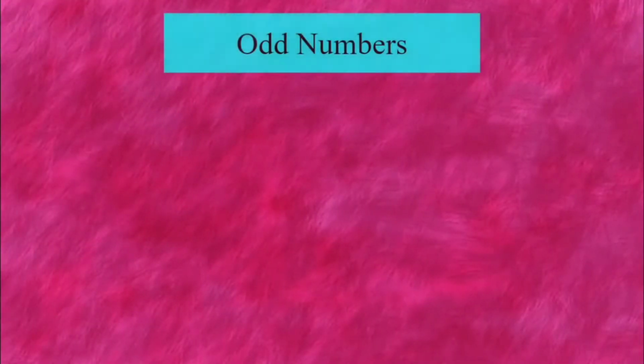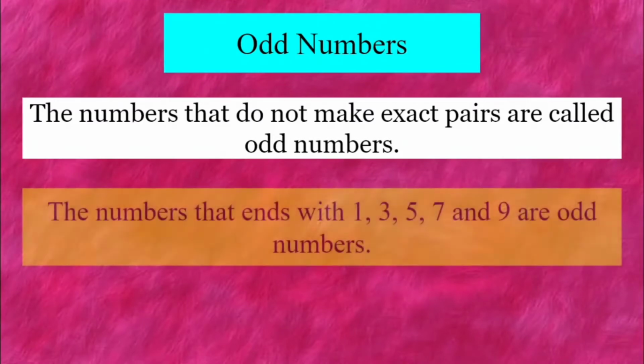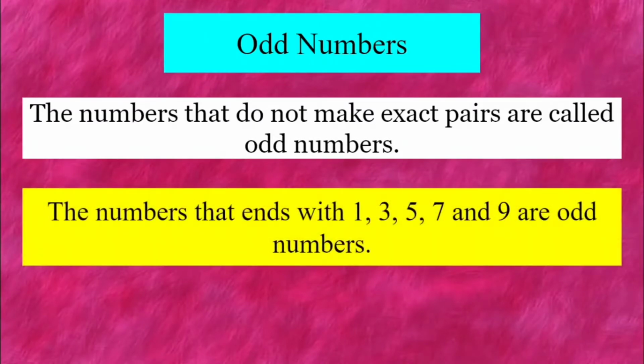Now, let us revise odd numbers. The numbers that do not make exact pairs are called odd numbers. So, apart from pairing, there is another way to tell whether a number is odd or not. The numbers that end with 1, 3, 5, 7 and 9 are odd numbers.